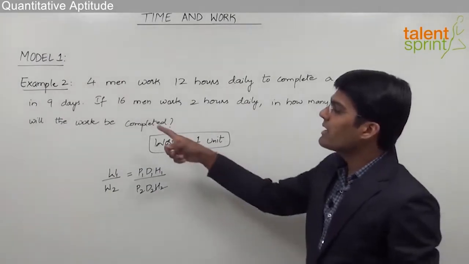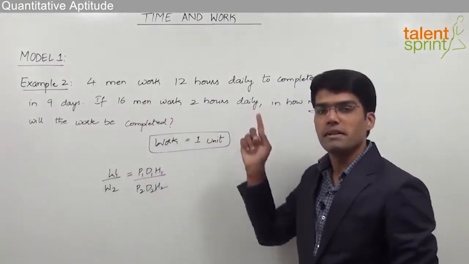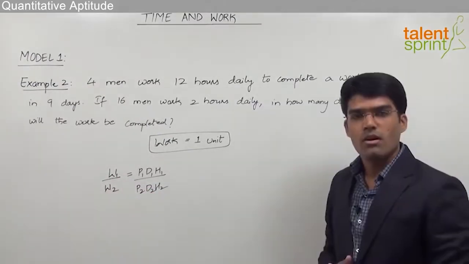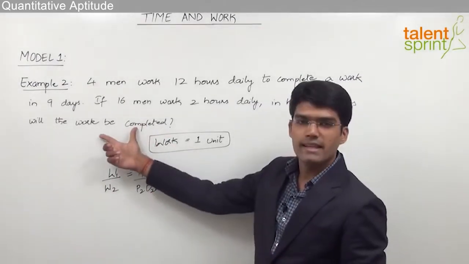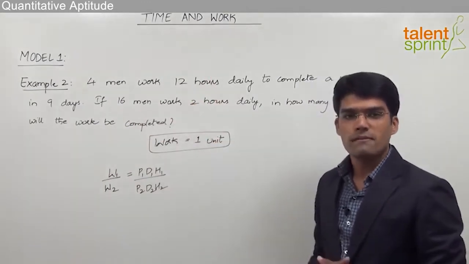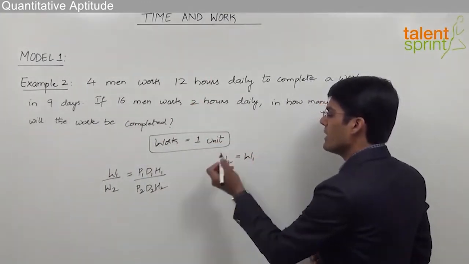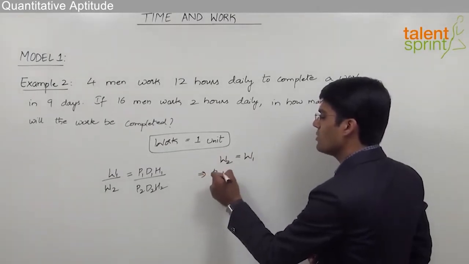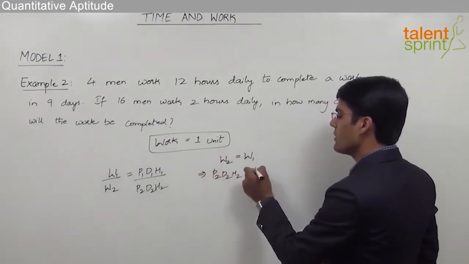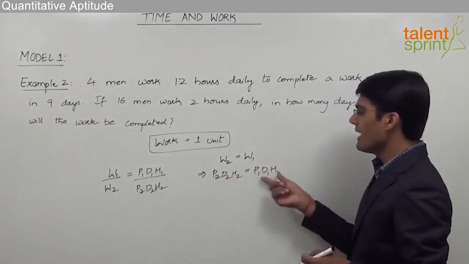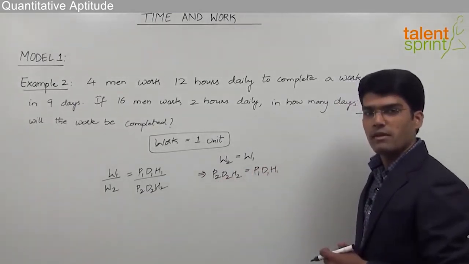So here he is talking about the same work to be completed. That means W1 is equal to W2, or we can say that the work done in the second case is equal to the work done in the first case. So when W2 is equal to W1, we can very clearly understand that P2 D2 H2 should be equal to P1 D1 H1. So let us simply substitute the values of these variables and try to find out the answer.